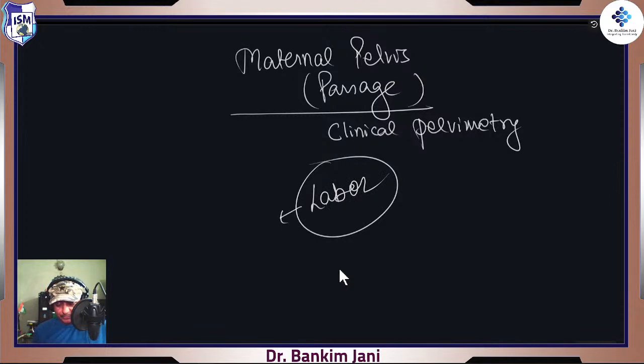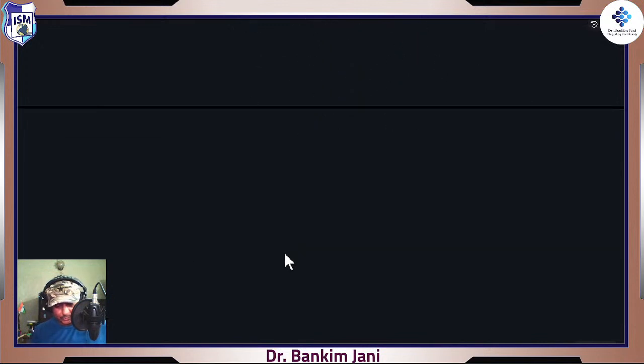So the labor is now divided into 4 parts. So all are like stage 1, stage 2, stage 3, and stage 4. So labor stages, right? 1, 2, 3, 4. So let's see stage 1. So here it is, the stage 1.